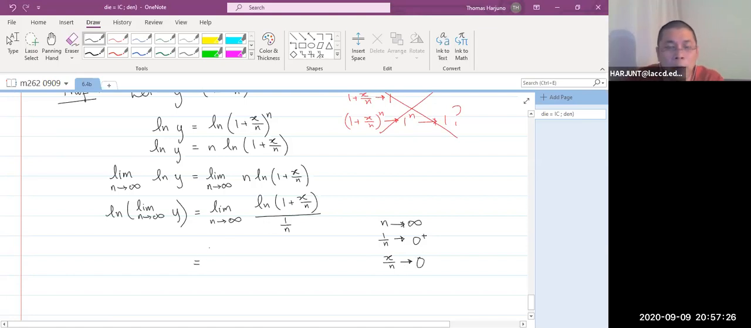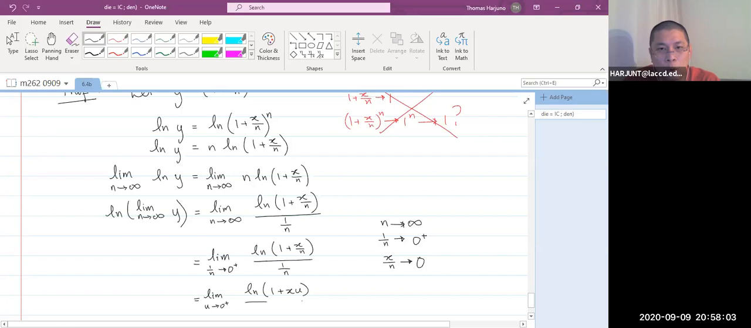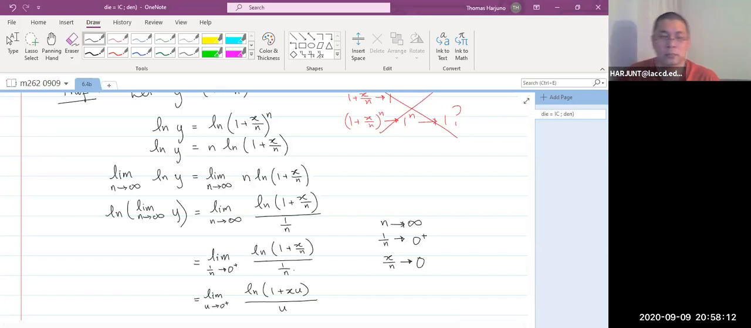Okay, now take a look at how I will play with this. Because when n goes to infinity, then 1 over n will go to 0. If I call that 1 over n my u, the limit as u goes to 0 positive, so this will be ln of 1 plus xu, over u. Is it okay?